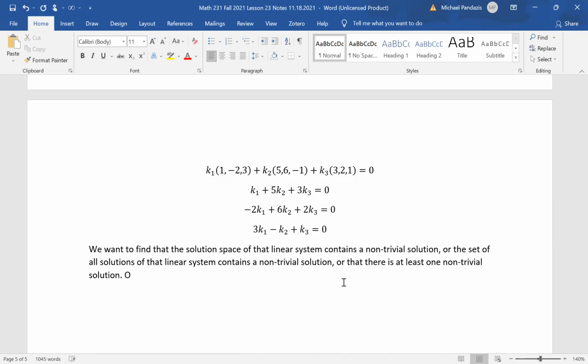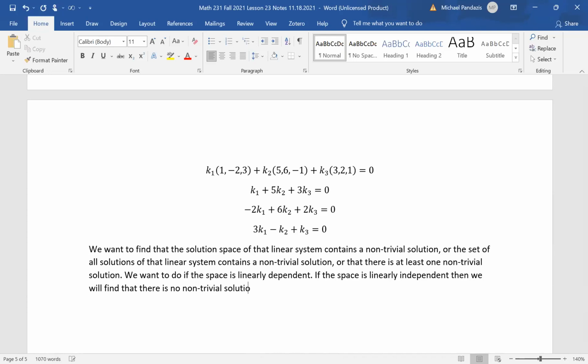Okay, so that's what we want. What we want to do is show whether the space is linearly dependent. If there is a non-trivial solution, that means it's linearly dependent. If the space is linearly independent, then we will find that there are no non-trivial solutions. Okay, so two possibilities.